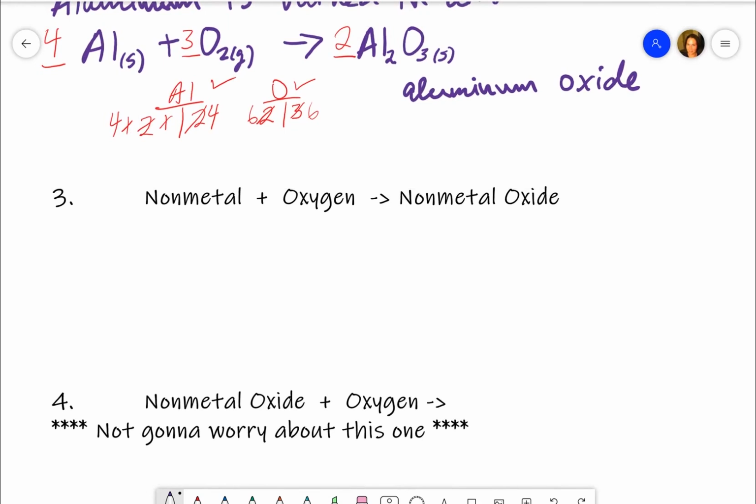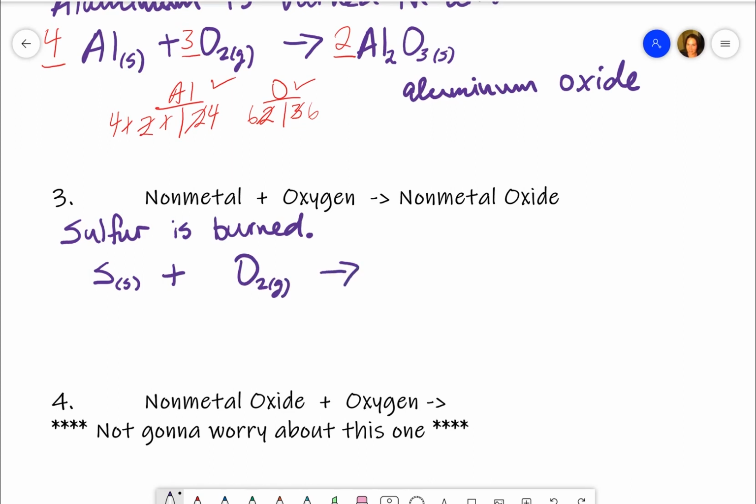Okay? Okay, moving on. So if I had a nonmetal with oxygen, I would get a nonmetal oxide. These are typically a little harder, I will say, because these are just harder. So let's say I had, which one do I want to go with? Let's say I have sulfur is burned. I don't even have to say that it's burned in air to know that oxygen is what supports combustion. So I'm going to have sulfur, which is a solid at room temperature, burning with oxygen, which is a gas.